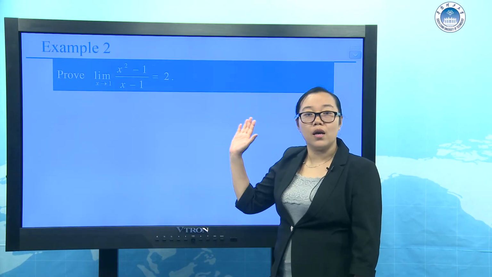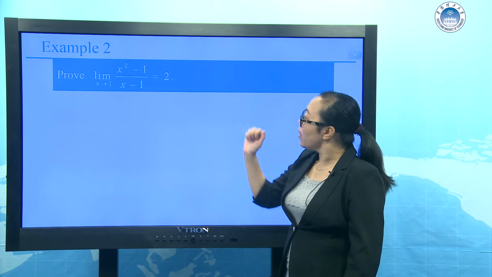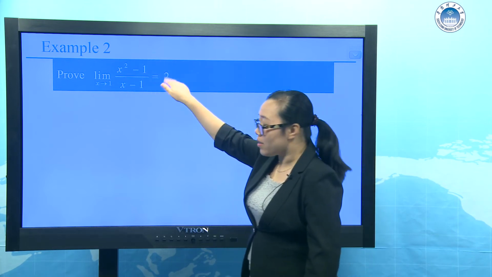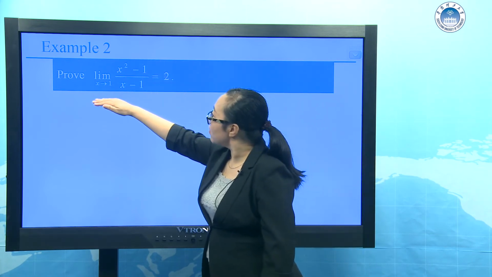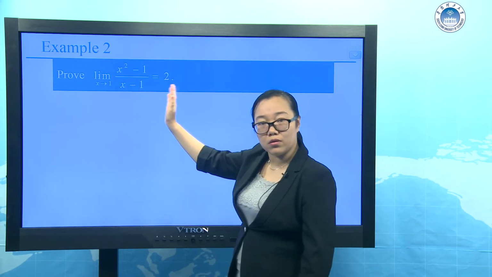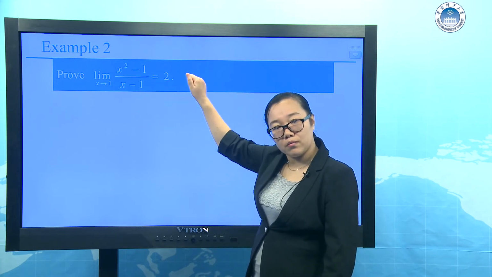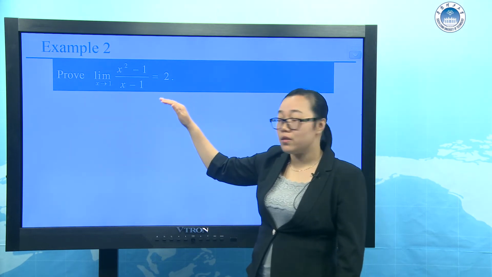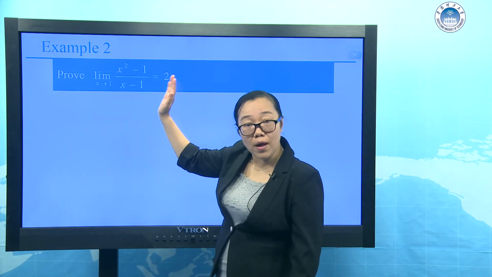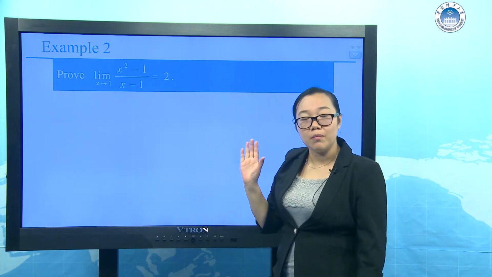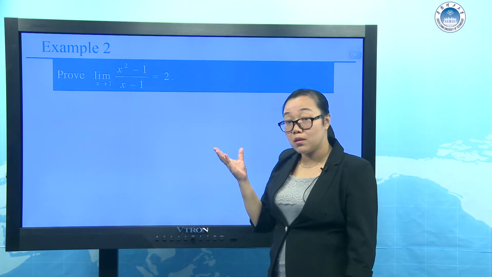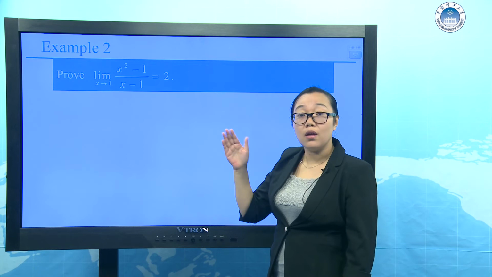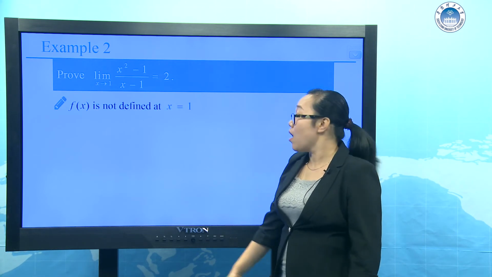Now look at example 2. Prove the limit of f(x) as x tends to 1 equals 2. Look at the question. X tends to some fixed point. In this question, x0 equals 1. How about the limit? The limit, capital L, in this question equals 2.